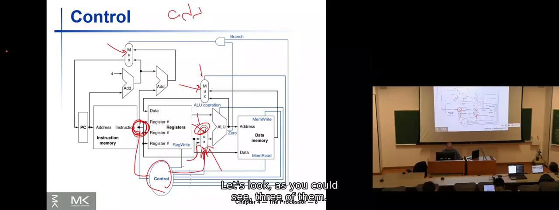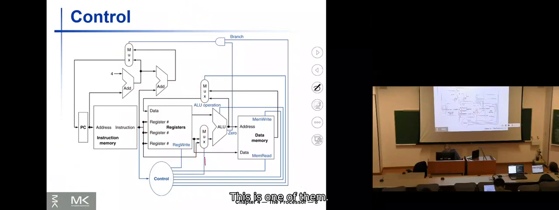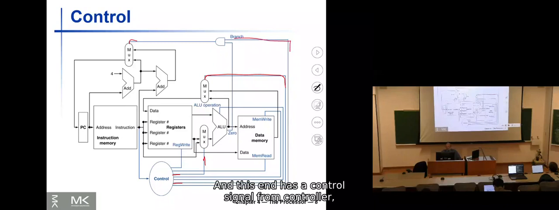Let's look. There. As you could see, 3 of them. This is one of them. This is the other one, which is this one. This one goes here, this one goes here. And the other multiplexer is coming from this AND, which has a control signal from the controller, which is branch.